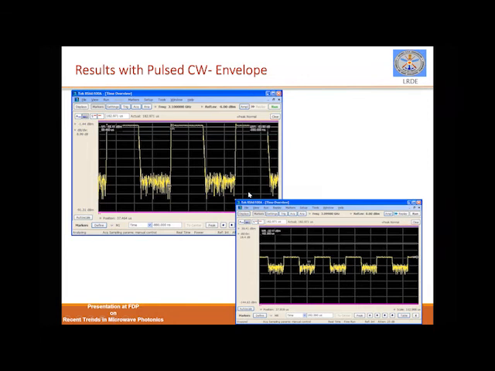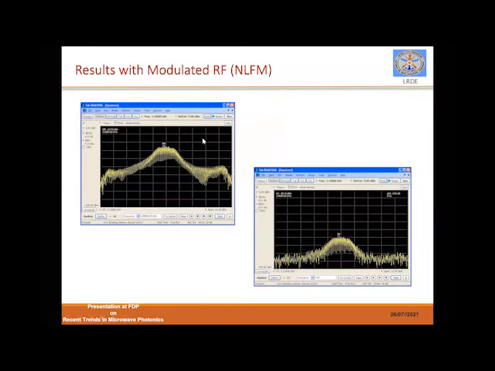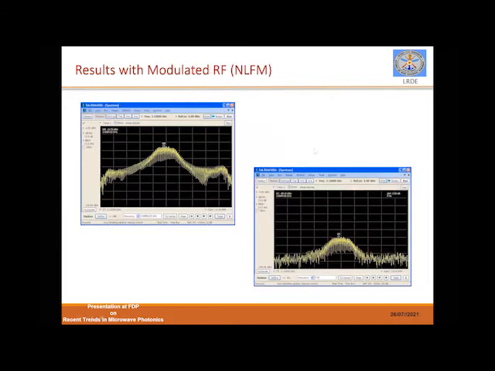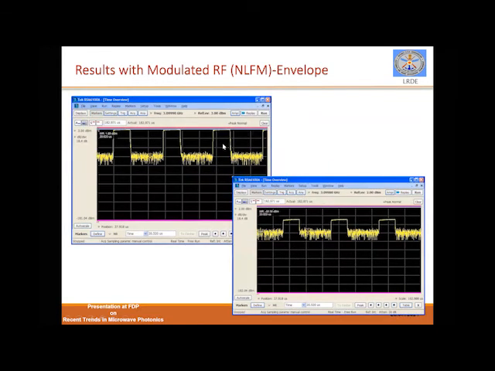So here you can see that this is with NLFM, that is, non-linear frequency modulated signal. We have also tested with other modulation schemes. I have not included all the outputs. So in the case of the NLFM signal also, you can see that it is retaining the same shape, and the spectrum itself is looking almost the same shape. And this is the NLFM envelope. I'm just showing you some outputs.